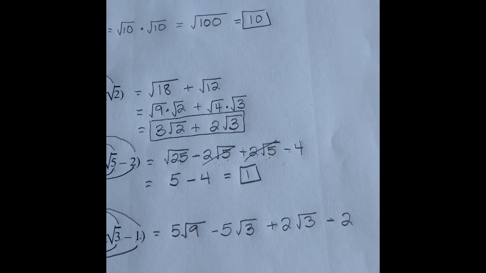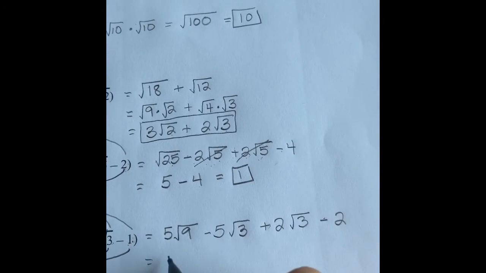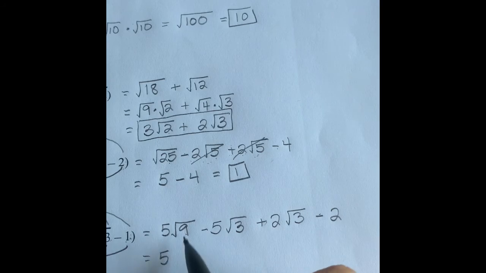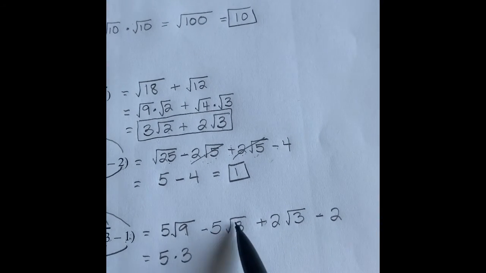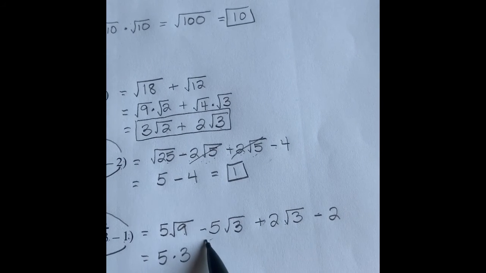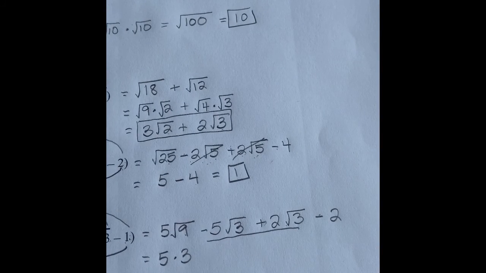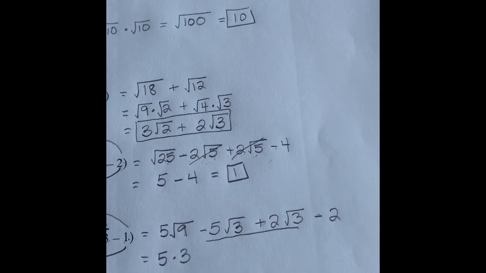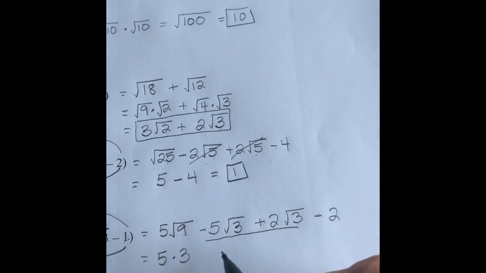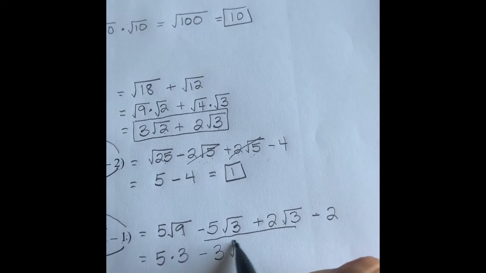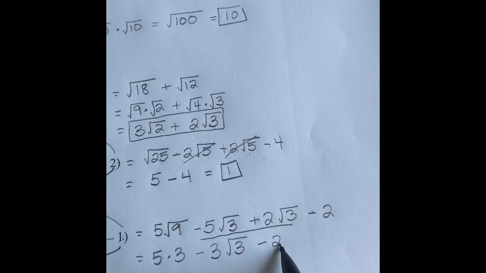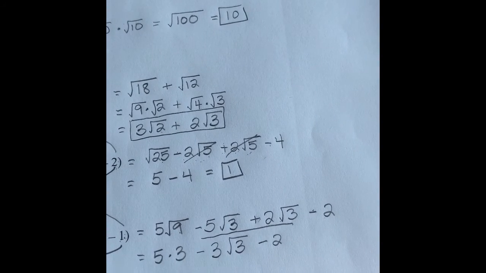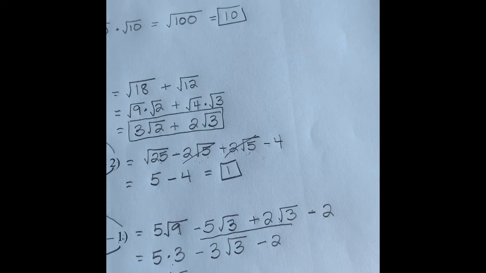So taking a look at what we have, well, really quick, we can see here that the square root of 9 is 3. So we have 5 times 3. These two are like terms right here because they both have a square root of 3. So negative 5 square root of 3 plus 2 square root of 3 is negative 3 square root of 3. And then I can just carry down that minus 2. 5 times 3 is 15.